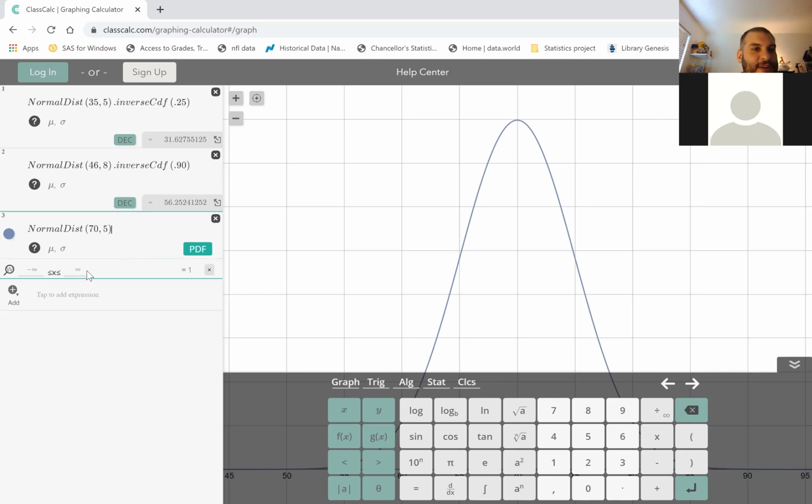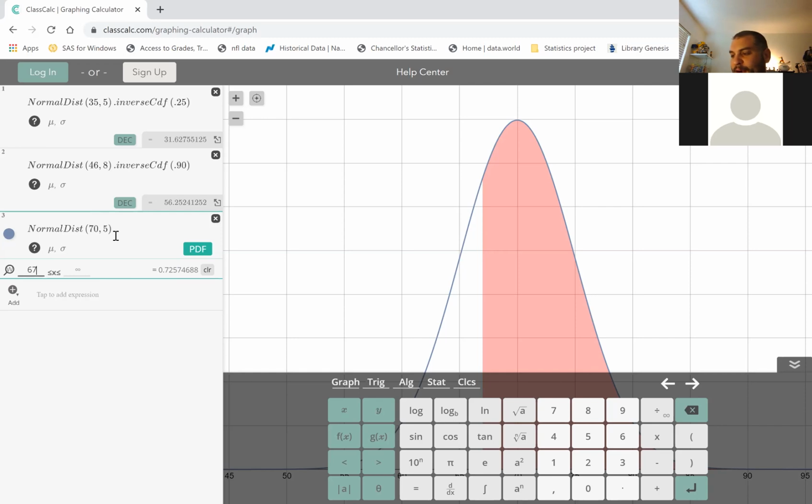So you press CDF, and if you look at it, the lower bound that we shaded was 67. So we get 0.7257. And that's how you find the probability when you have a sample size bigger than 1. When you have a sample size bigger than 1, you have to adjust the standard error. The mean stays the same; the only thing that changes is your standard error.